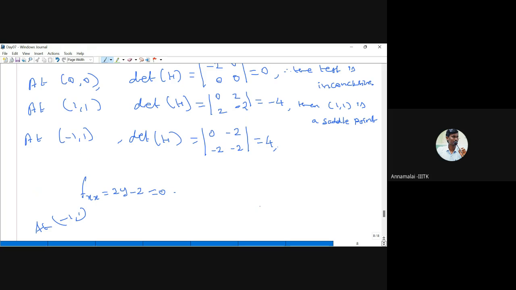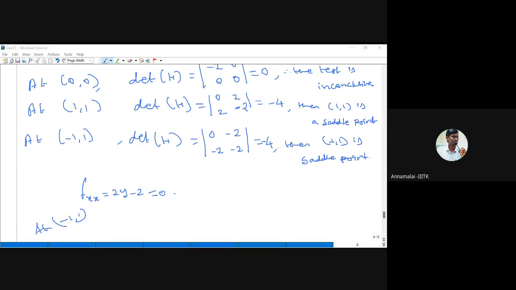Sorry. The determinant is also minus 4, right? Because the off-diagonal entries are 2 and minus 2, and the formula has a minus. Therefore, it is minus 4. Then the point minus 1 comma 1 is also a saddle point. So therefore, we cannot find the maximum or minimum of this function. Anyway, we can stop now. We'll discuss more problems in the next class. Thank you.